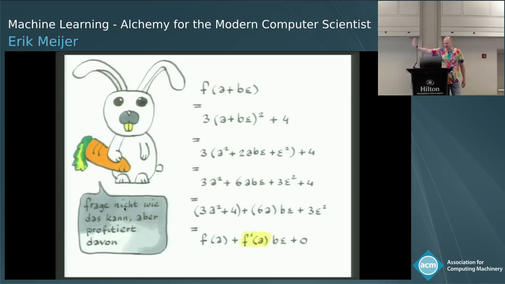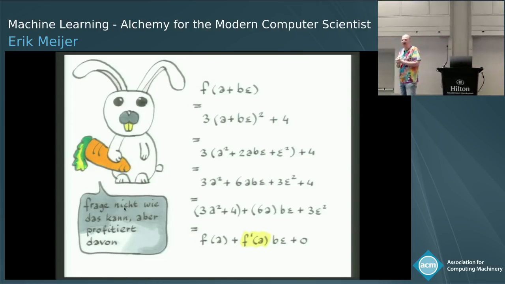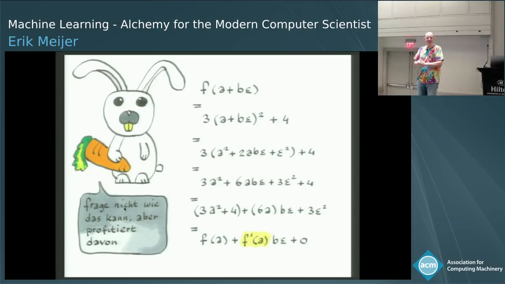You see on the far right there's 3 epsilon squared. That becomes 0. And then let's now look at this thing. What we see here is that 3a squared plus 4 is really just f applied to a. And if we look at 6a, that was exactly the derivative of f applied to a. Wow. That's magic. And is this just a coincidence?